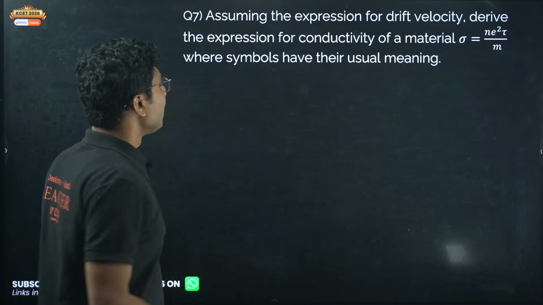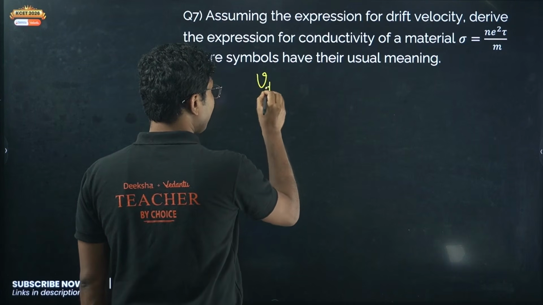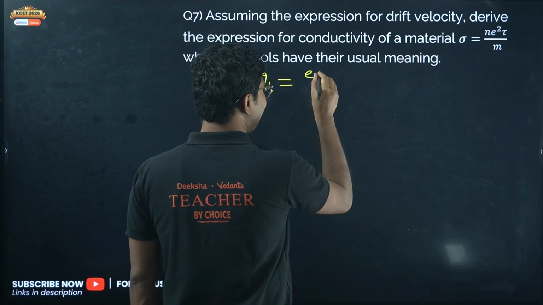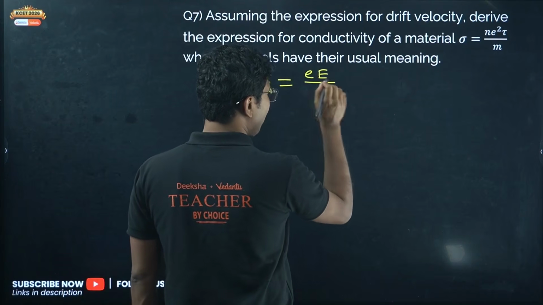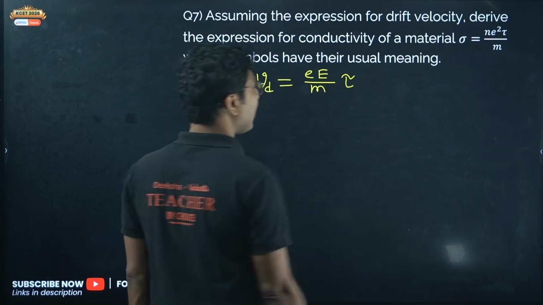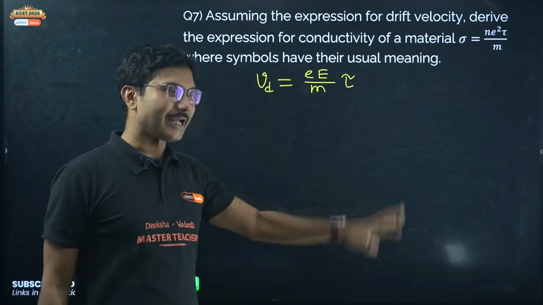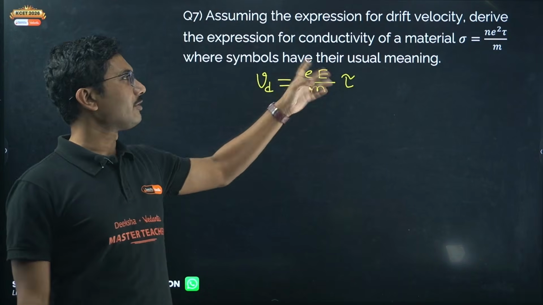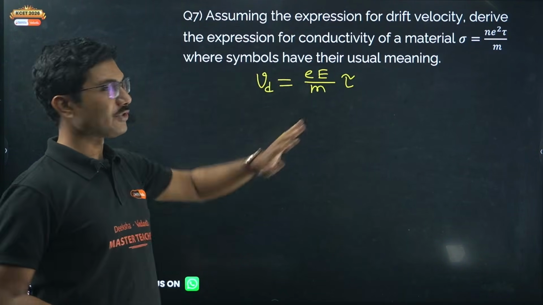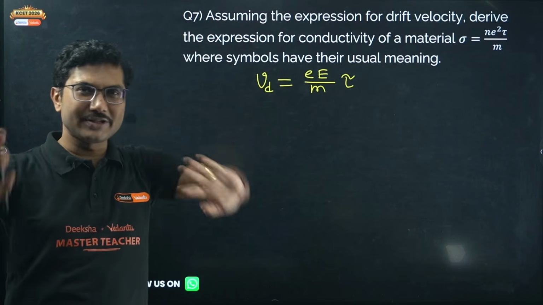So let's see. First of all, the drift velocity expression is given. What is drift velocity? Drift velocity is given by small e into capital E divided by m into tau. Here tau is not torque, tau is relaxation time. e is the charge of an electron, E is electric field, m is mass of an electron. So this is the expression for drift velocity. You have to declare the variables, because the derivation is very simple.